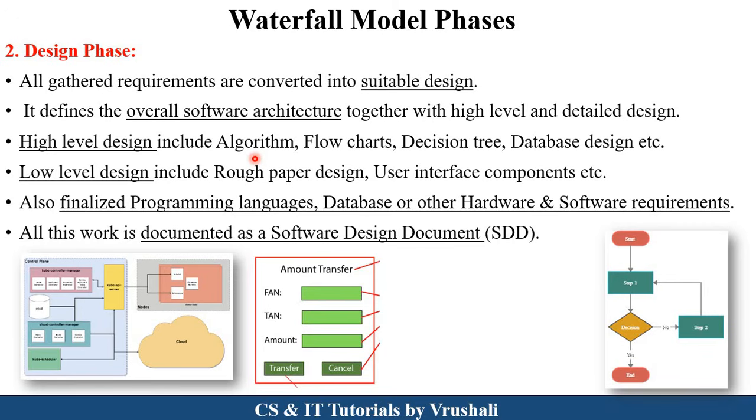So all this design can be drawn in this design phase, which includes algorithms, flowcharts, decision trees, and database design, including which database tables are included. Then low-level design includes user interface components, such as where a text box or checkbox is present, and rough paper design. All these things are designed in this design phase and documented in the software design document, that is, the SDD.